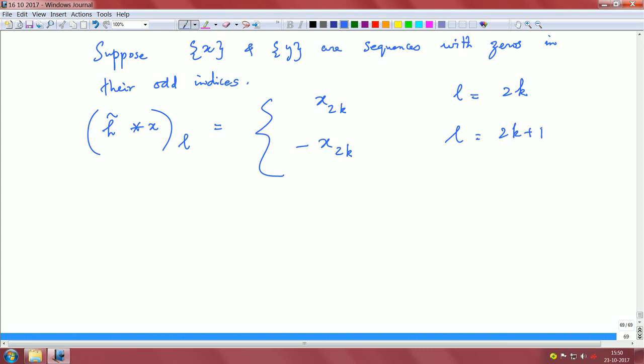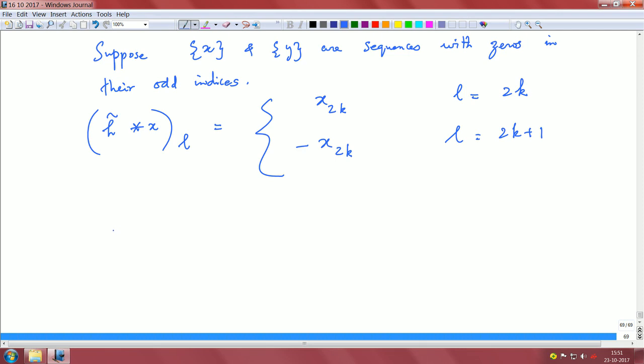We said these are sequences with zeros in their odd indices, right. So, they are already sort of upsampled. You can interpret the sequences as sort of upsampled because they have zeros in their odd indices. So, therefore, if you have an index k which is even, then k minus 1 is basically odd, right. So, therefore, one of them would exist.